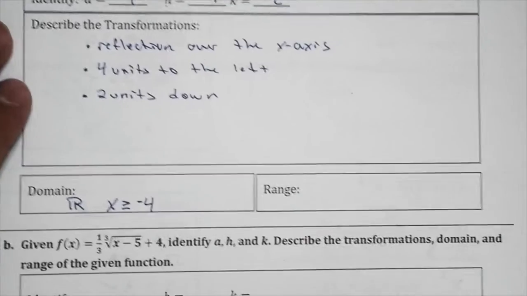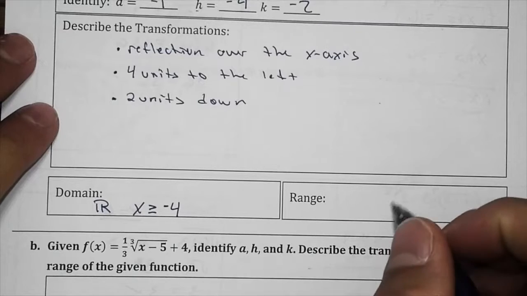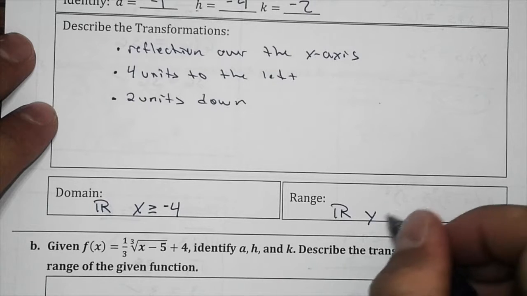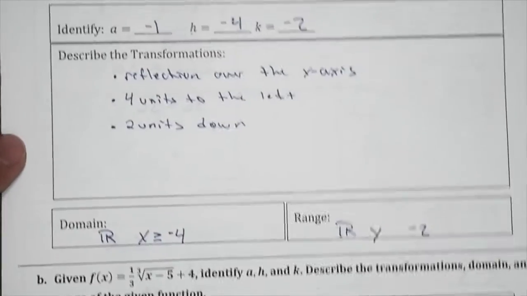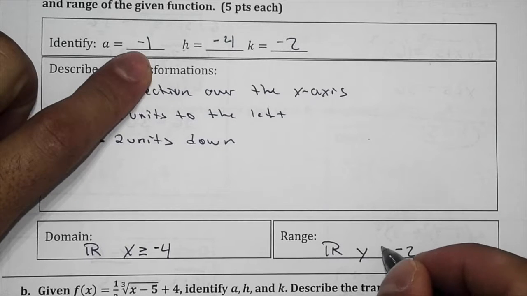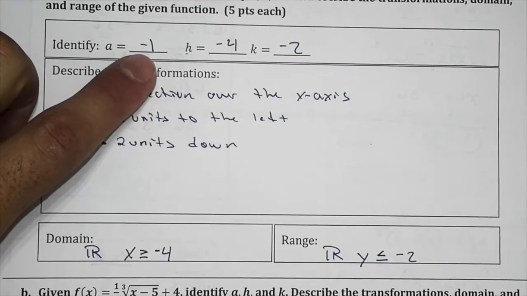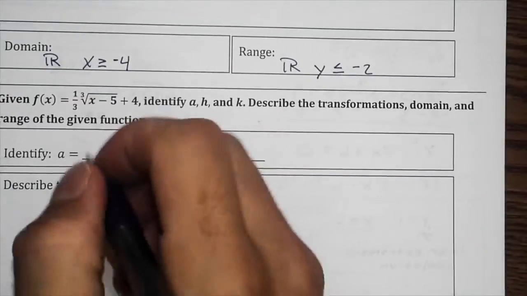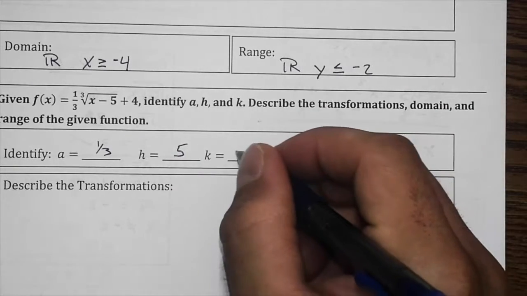Now for the range, where'd you get the x? Because domain relates to x. For range, it's all real numbers. We're going to have y, some inequality sign, and then negative 2. Now, the inequality sign we use is going to be based off of the a value. Since a is negative, it'll be less than or equal to. If a was positive, it would be greater than or equal to.